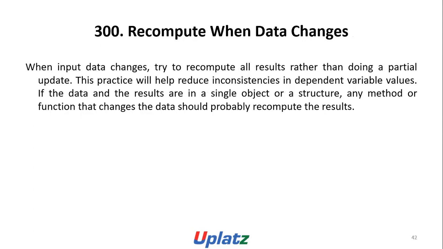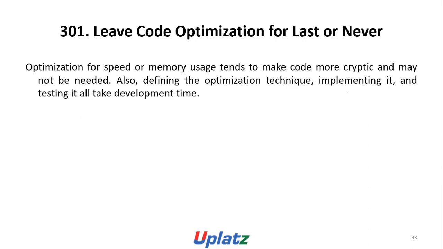Recompute when the data changes. When the input data changes, try to recompute all the results rather than doing a partial update. This practice will reduce inconsistency in different variable values. The data and the results are in a single object or a structure. Any method or function that changes this data should probably recompute the results.